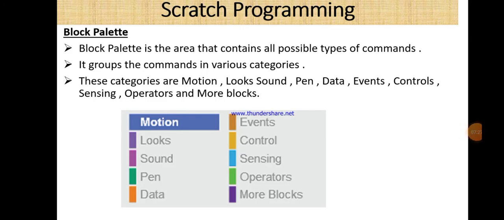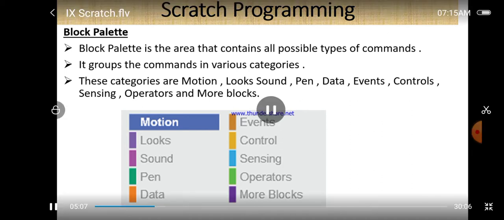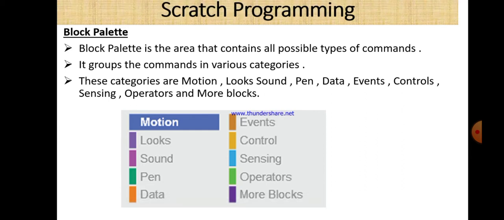Next point is block palette. Block palette is the area that contains all possible types of commands. Always remember that as far as Scratch programming is concerned, we don't type commands. There are different types of commands, and these commands are defined in different types of categories. You can easily see that there are different categories available here. These categories are motion, looks, sound, pen, data, events, control, sensing, operators. And some more blocks are also given.